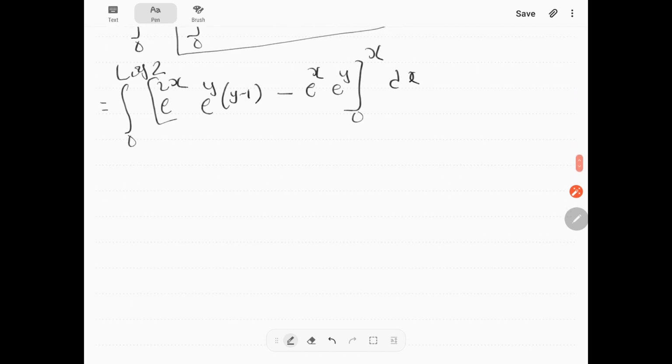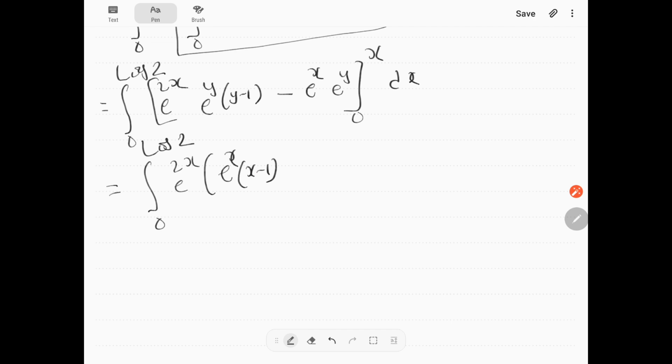Okay, now coming back to this, this is integral 0 to log 2. Now I have to substitute x in place of y. This is e power 2x into, if I substitute the upper limit, e power x into x minus 1. If I substitute the lower limit, e power 0 is 1, minus 1 you will get, minus of minus, that will be plus 1, minus e power x into e power x minus 1. E power x, my e power 0 is 1. This is what I left over as the integrand. This is dx. Now we need to integrate it.